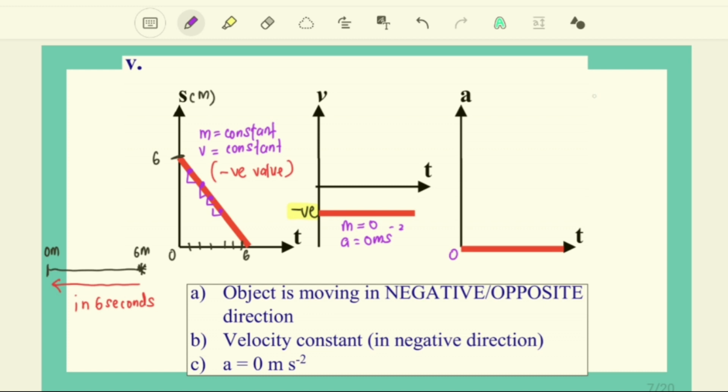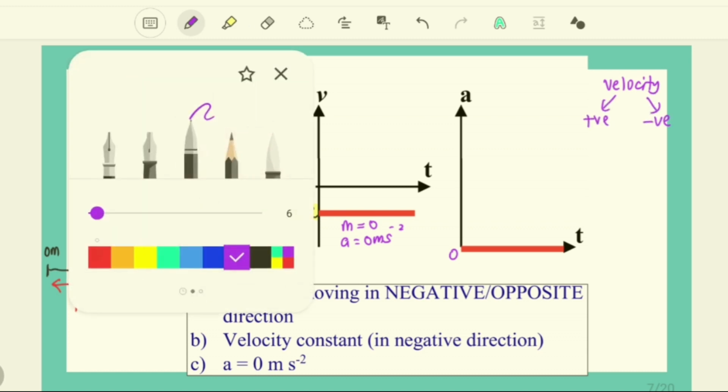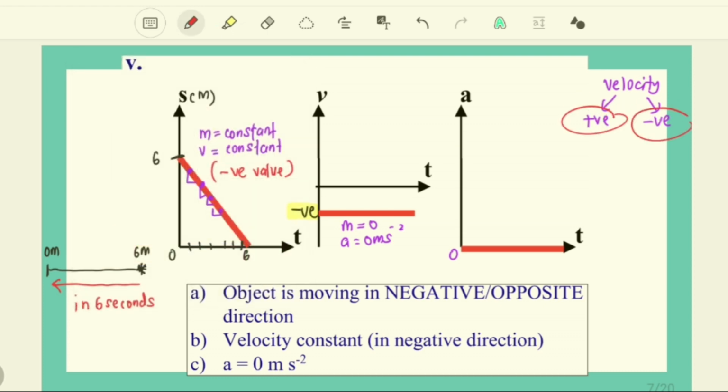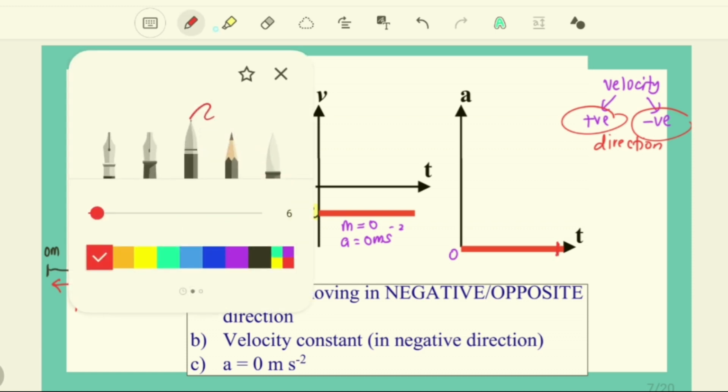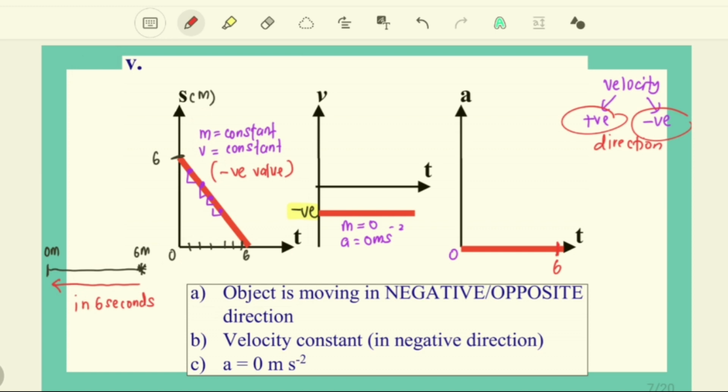Okay, remember, velocity can be positive or negative based on its direction. Okay, based on its direction. So now the value of velocity is negative means that the direction of the motion is to the left or in opposite direction. So now acceleration is always equal to 0. Okay, so in 6 seconds tadi, it's moving in, in 6 seconds tadi, the acceleration is equal to 0 meter per second square.